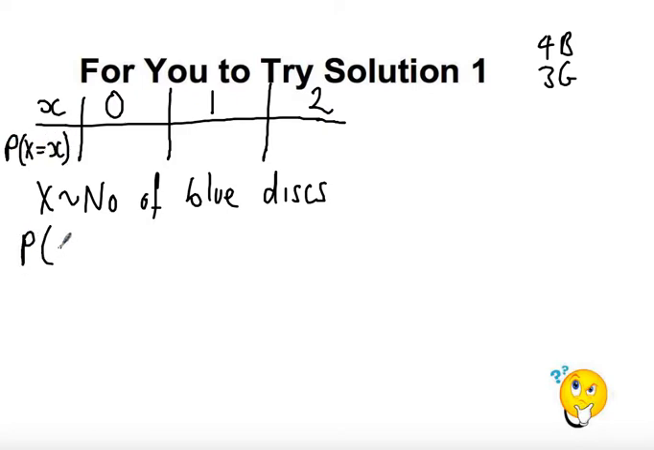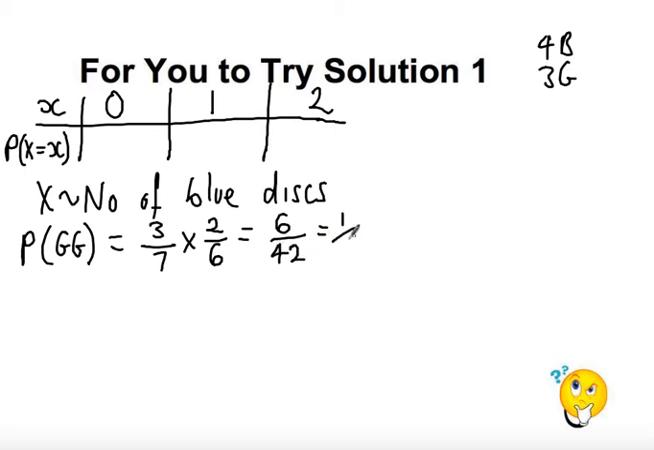So the probability of 2 greens, essentially, which is 0 blue discs. Well, that would be 2 greens. First of all, the first green would be a probability of 3 out of 7. And then the second green would be 2 out of 6, because there would only be 2 green discs left out of a total of 6. So we get 6 over 42, or 1/7.